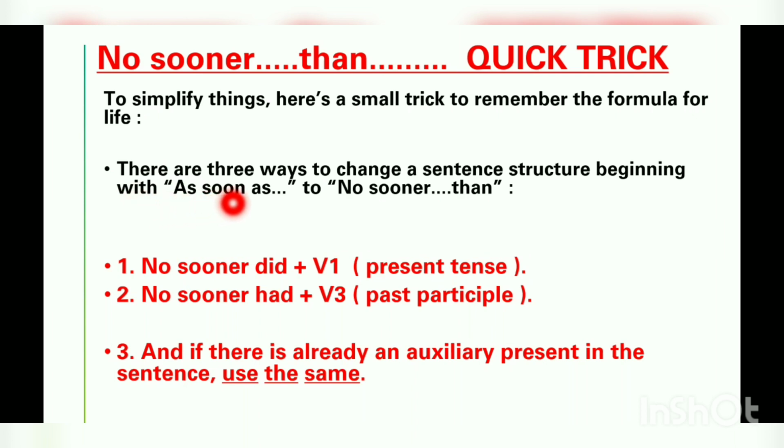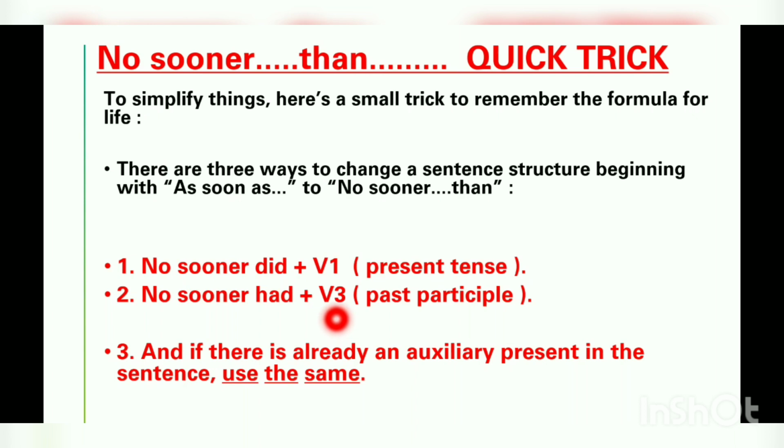There are 3 ways to change a sentence structure beginning with as soon as to no sooner than. No sooner did plus V1. Easy to remember. So what is V1? Base form of the verb or present tense. Simple present tense. Then no sooner had plus V3. That is past participle. So V3 is the past participle form of the verb. And these are the 2 rules that we need to follow. So with did, we will have V1. With had, we will have V3. This we need to memorize.